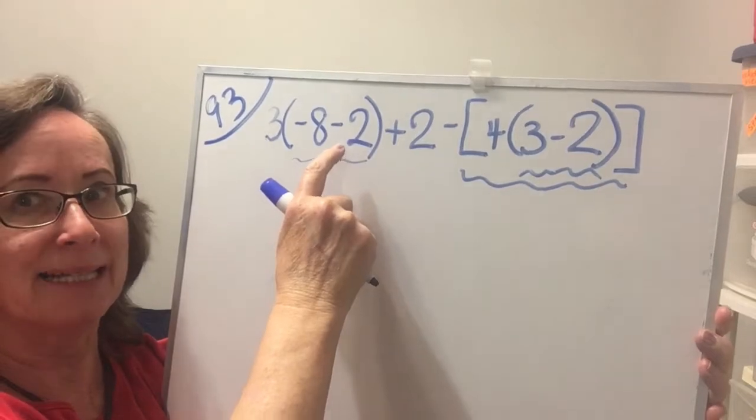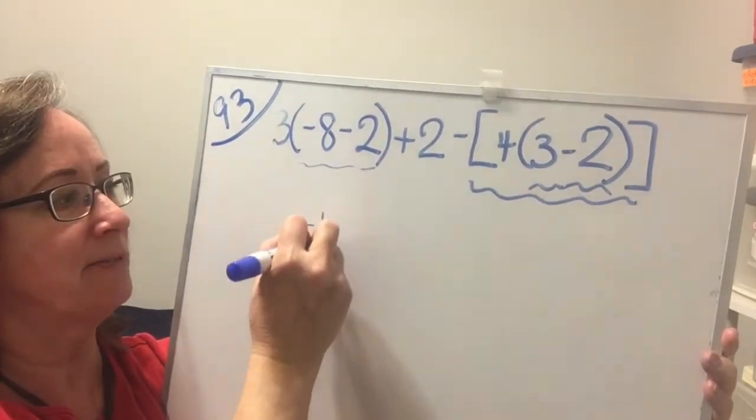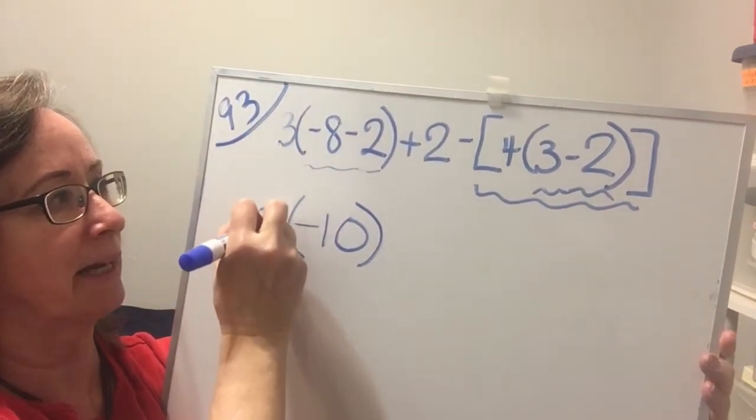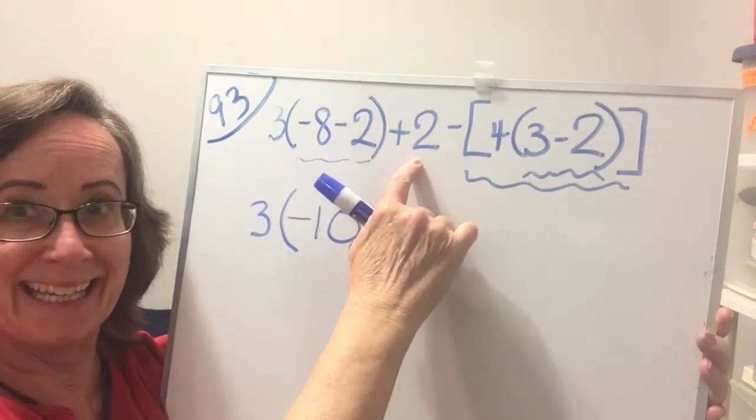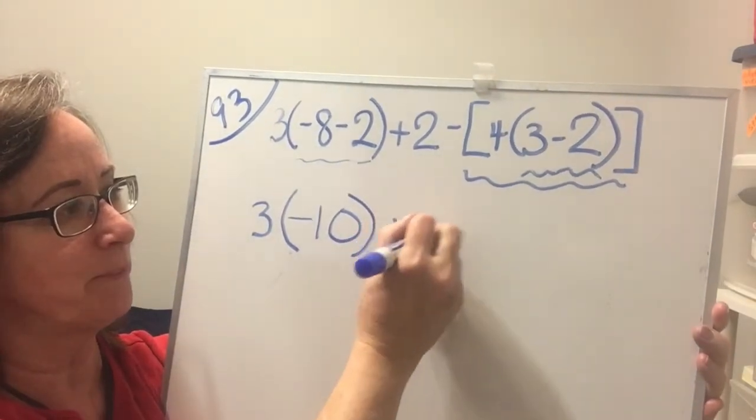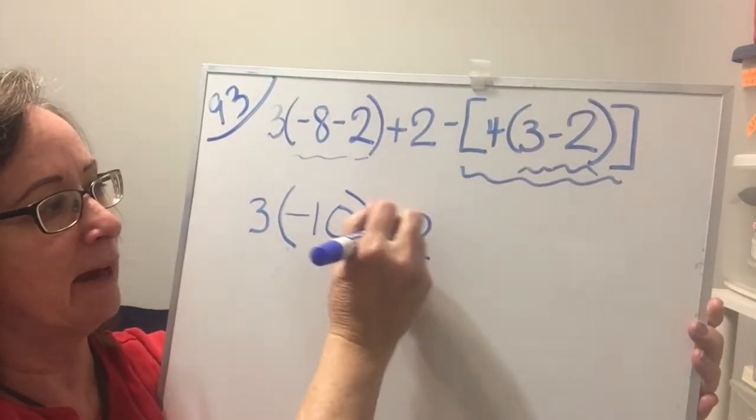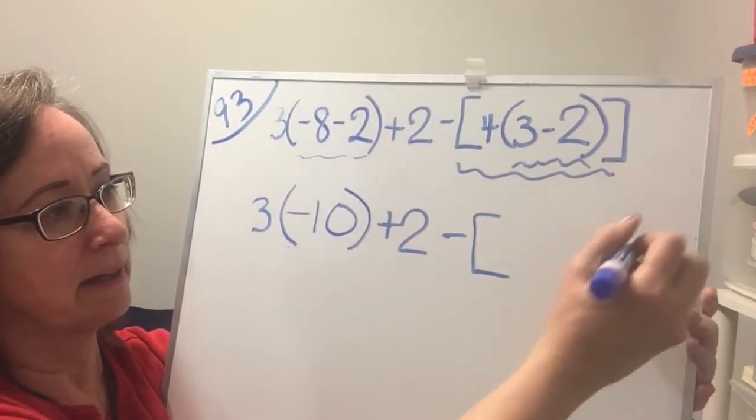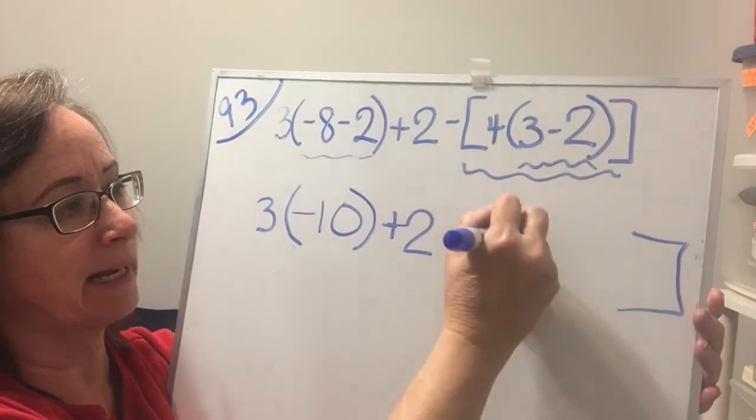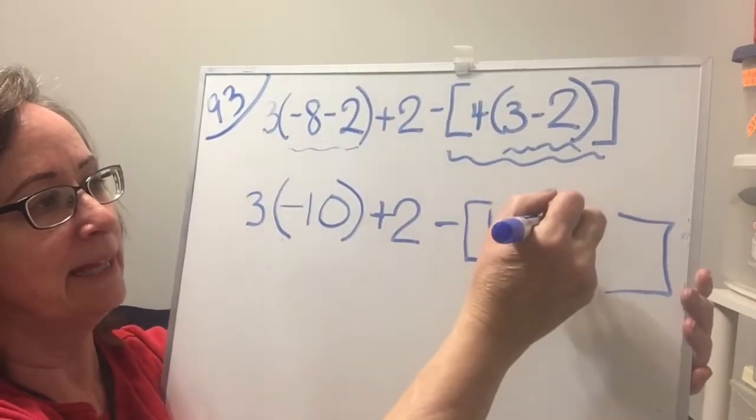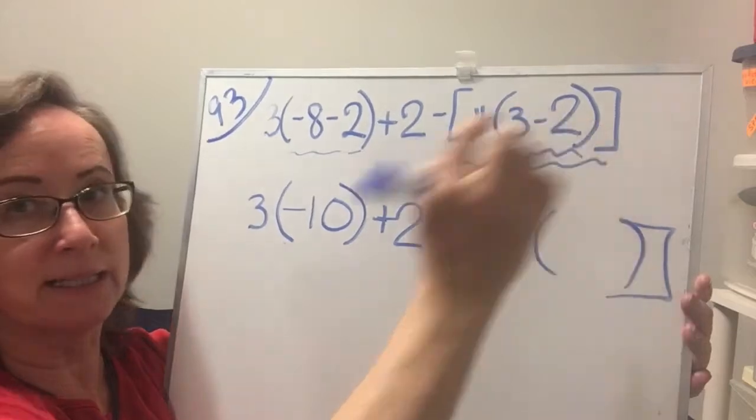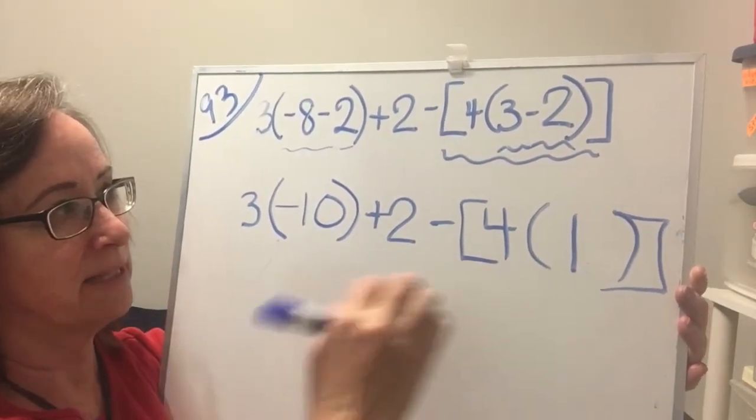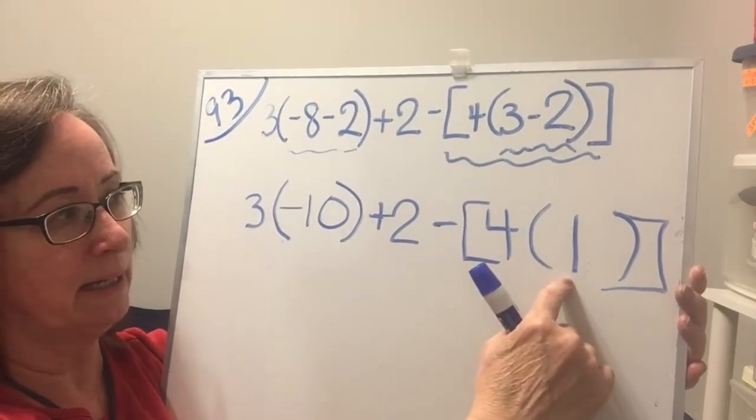-8 plus a -2 is a -10. And then we'll bring down the 3. Look at this. We have one that's not in any kind of inclusion. We can put it down. And then we have minus this whole bracket. But inside the bracket, we've got 4. And then the 3 minus the 2 is a 1. Okay, so 4 times 1 is 4.